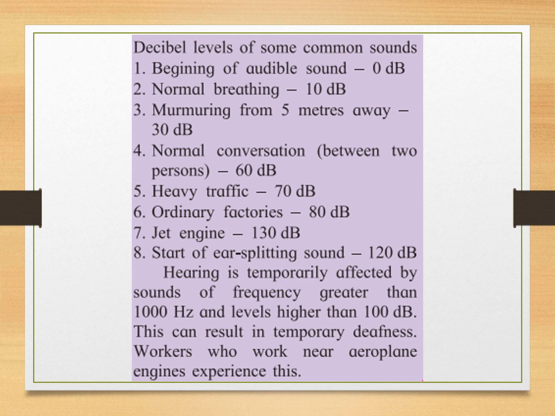See children, here are some decibel levels of common sounds. Beginning of audible sound is 0 decibel. Normal breathing 10 decibel. Then murmuring from 5 meters away is 30 decibels. Then normal conversation between two persons 60 decibel. Heavy traffic 70 decibels. Ordinary factories make 80 decibel sound. Jet engine 30 decibel. Start of ear splitting sound is 120 decibel.